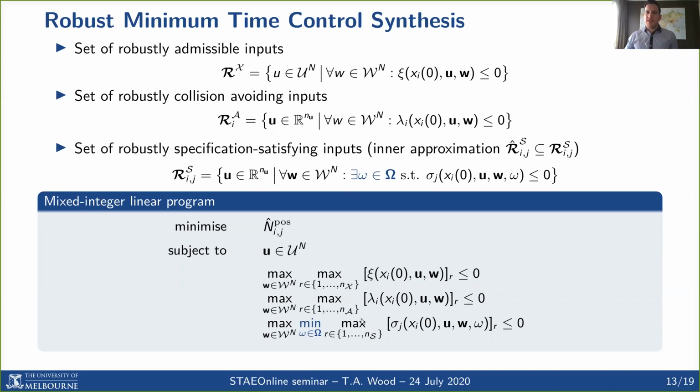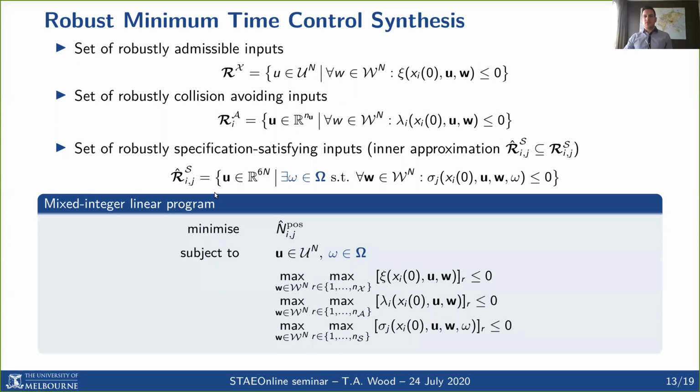So this results in a max min max, which is difficult. We can't really solve that. So if we switch the orders of the quantifiers here, so we say there exists an auxiliary variable such that for all disturbance the inequality is satisfied, then we've made an inner approximation. So the value of our objective function might actually go up, but this is now in a shape where we can solve the problem.